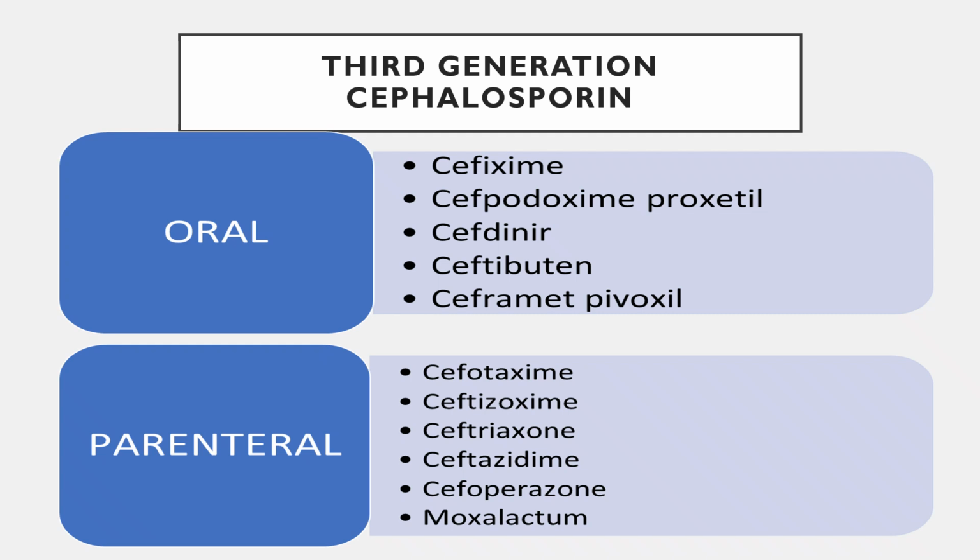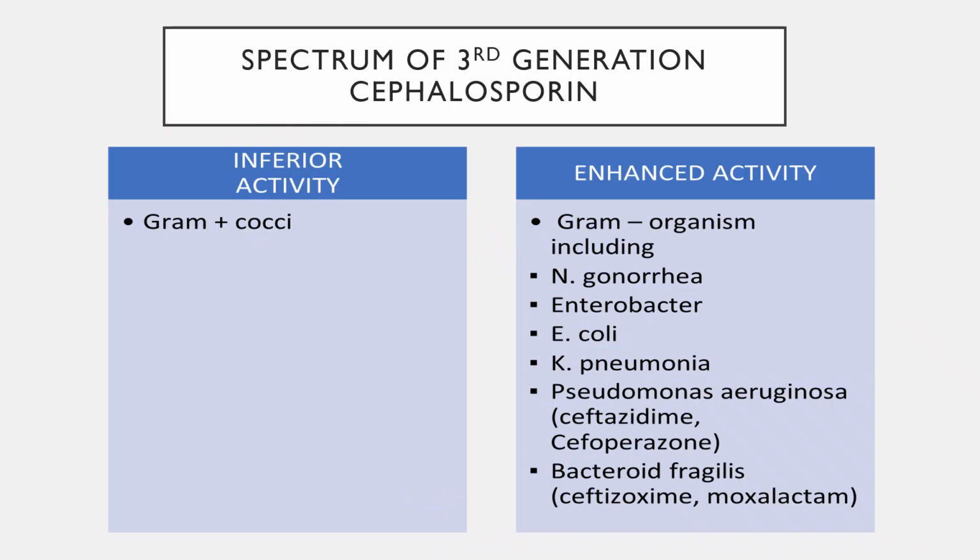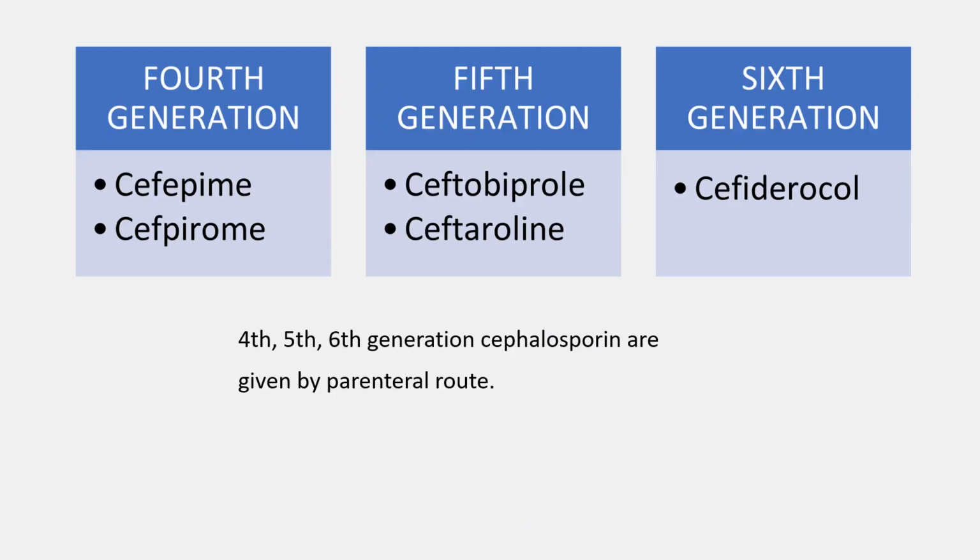The third generation cephalosporins include oral drugs, which are cefixime, cefpodoxime, ceftibuten, and cefditoren, and the parenteral ones include cefotaxime, ceftriaxone, ceftazidime, cefoperazone, and moxalactam. The spectrum of third generation cephalosporins shows inferior activity towards gram-positive cocci and enhanced activity towards gram-negative organisms. Pseudomonas aeruginosa is especially sensitive to ceftazidime and cefoperazone.